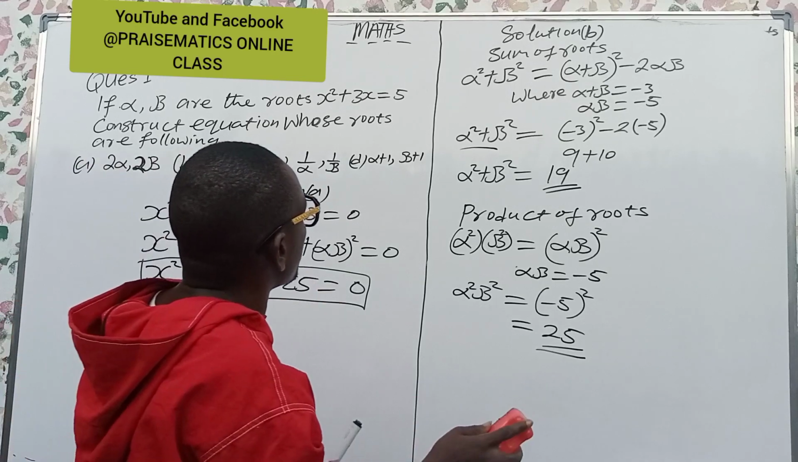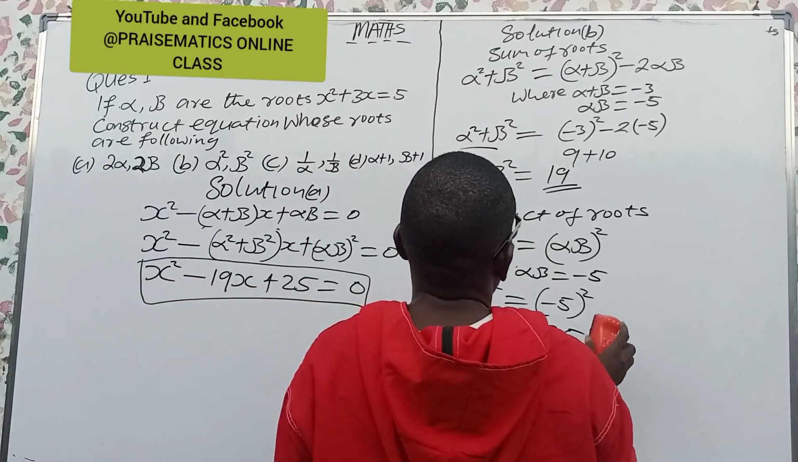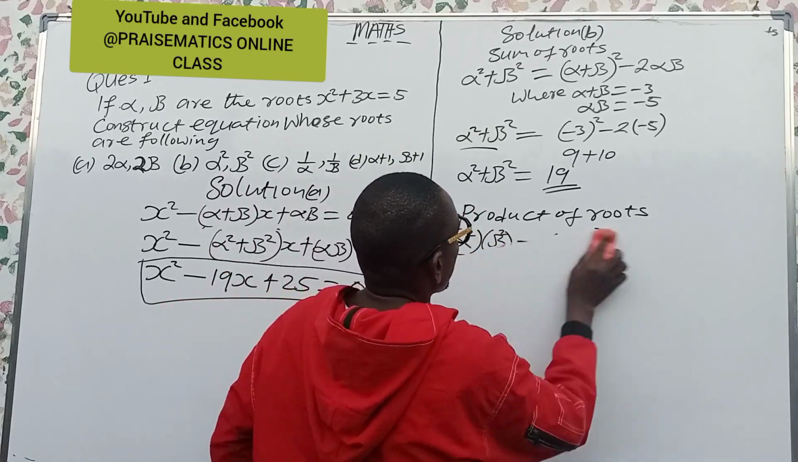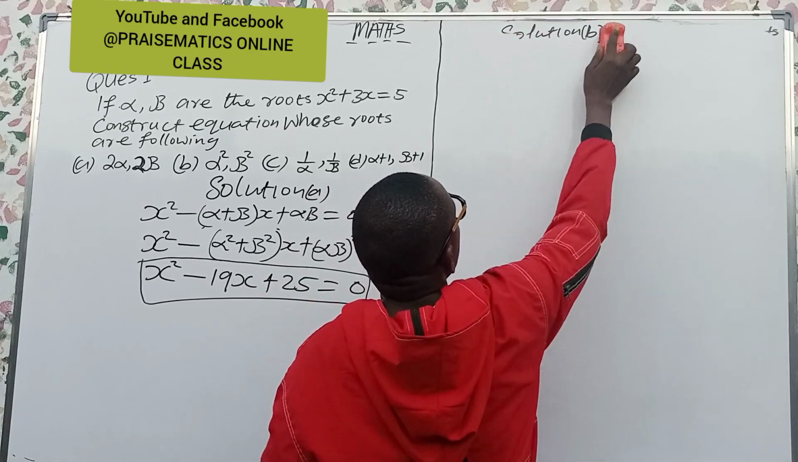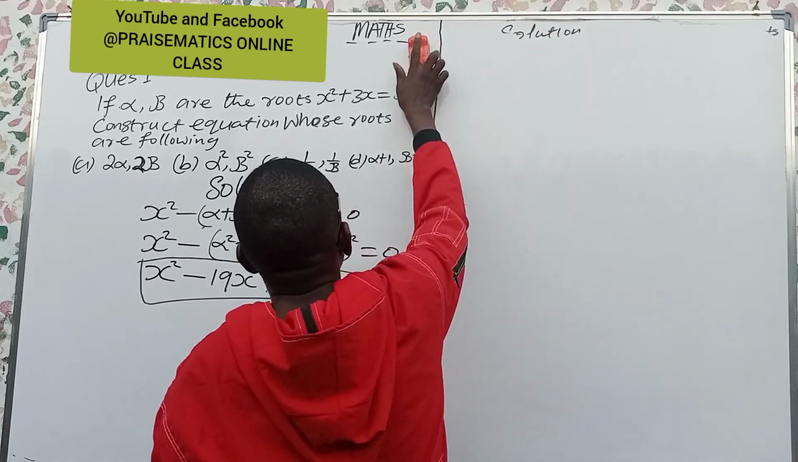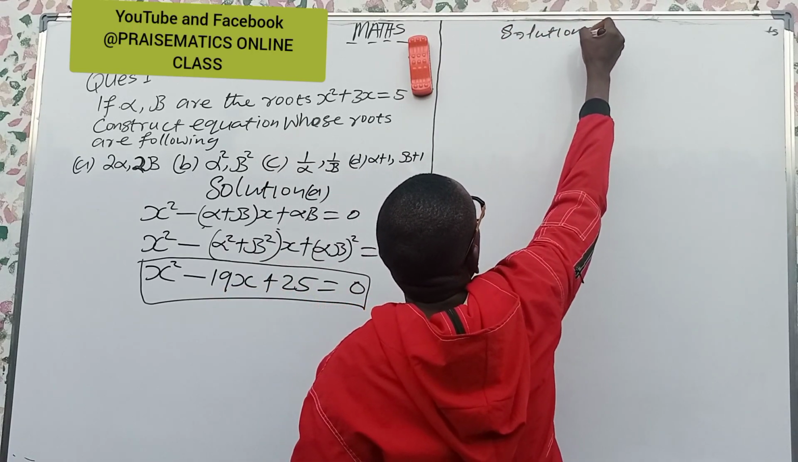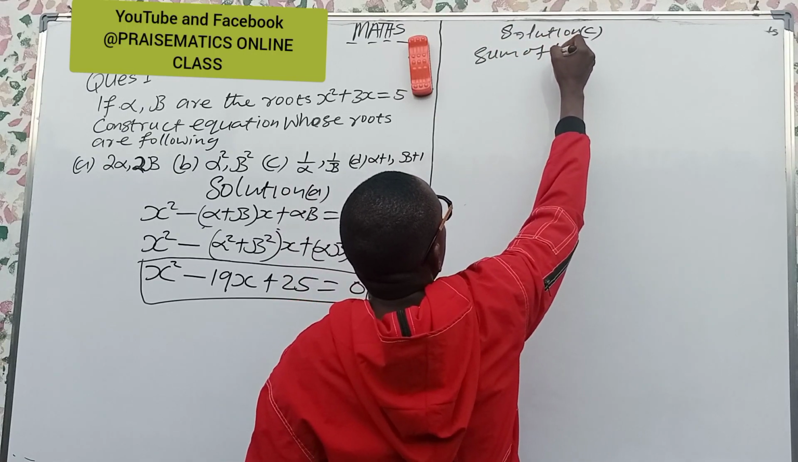Okay, solution C. I'll solve C, or I'll solve D. You pick the rest and solve the rest. Solution C. Let's solve solution C and see how it will look. See, they gave us the sum. Solution C. Let's see the sum of the roots.